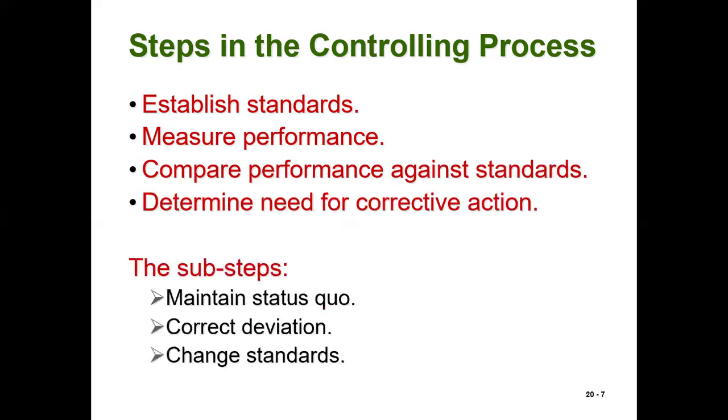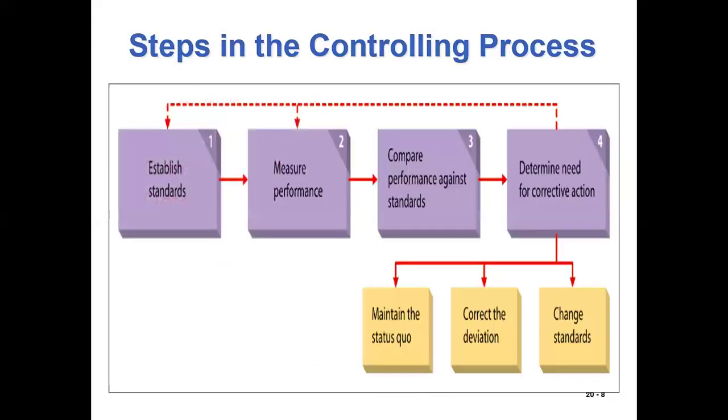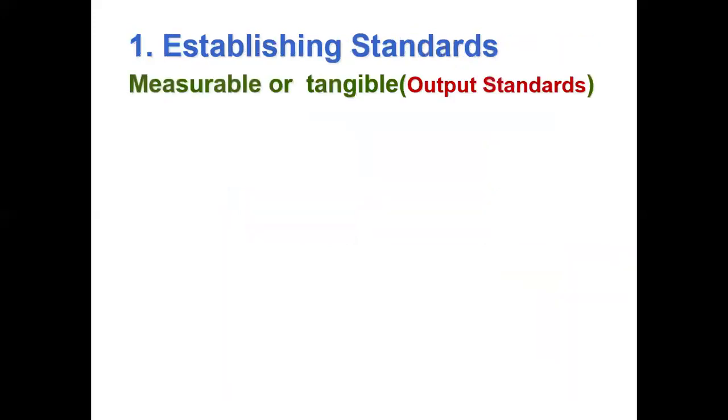Steps in the controlling process: establish the standard, measure performance, compare performance against standards, and determine the need for corrective action. The steps also include: maintain status quo, correct deviation, and change standards. So the initial level is to establish the standards. You see the various levels and how they are interconnected. From establishing the standard, then measure performance is number two, comparing with the standard is three, and finally determine the corrective actions. Now let us start with establishing the standards.